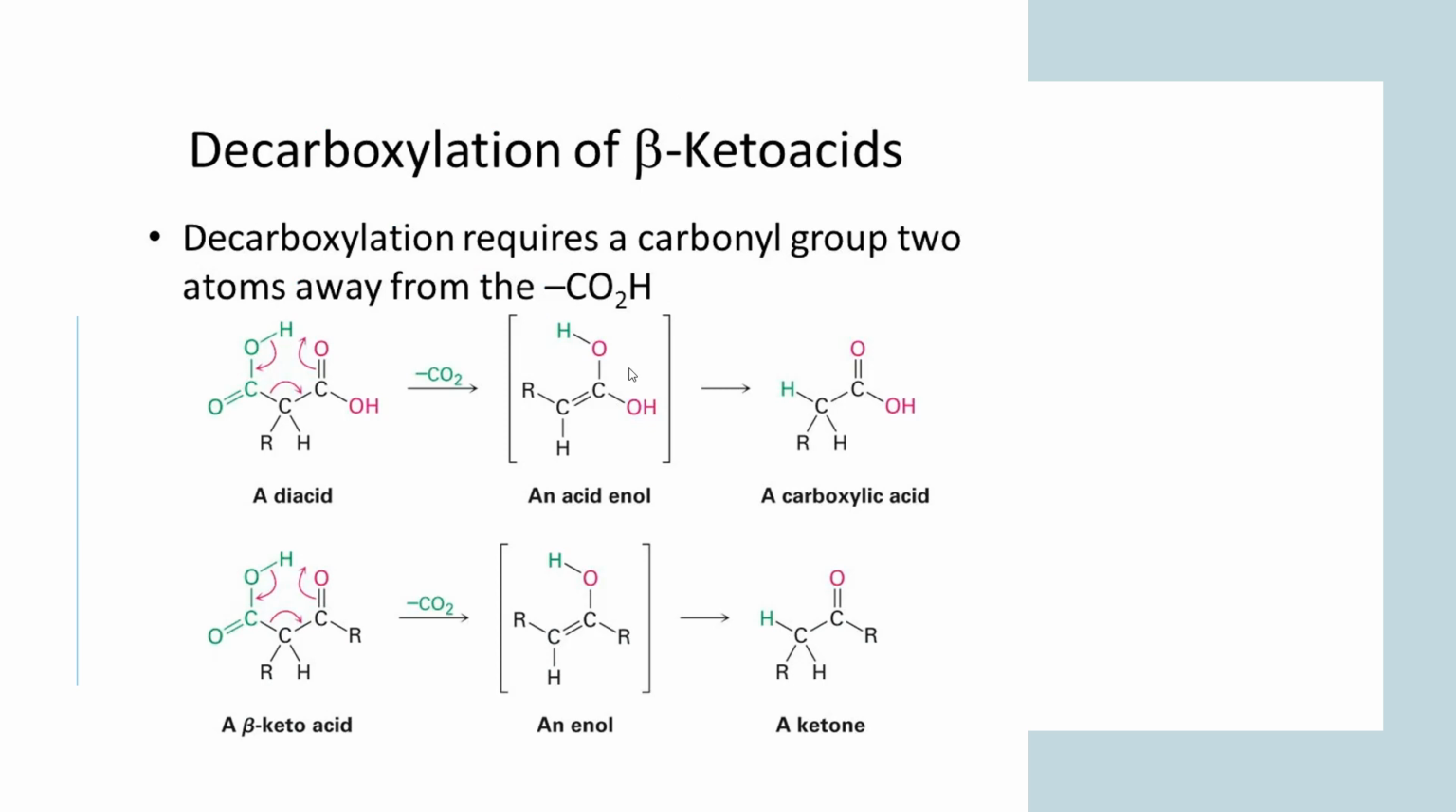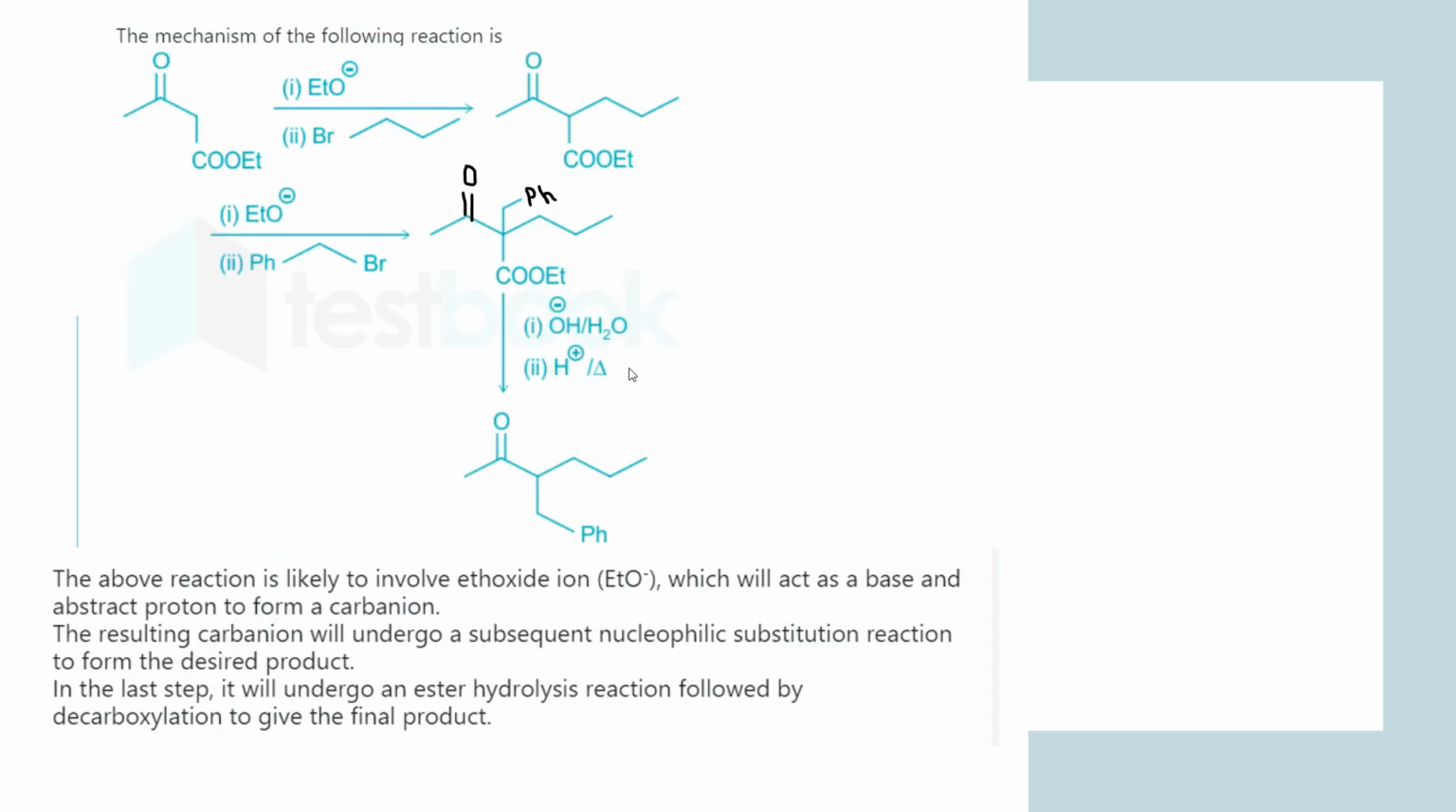Okay, so when you treat a beta keto acid in the given reaction condition, the compound undergoes decarboxylation. It eliminates a carbon dioxide molecule from the system, leading to the formation of either a carboxylic acid or a ketone, depending upon the reaction substrate. Okay, so for us in the question we have a beta keto acid now after this first step.